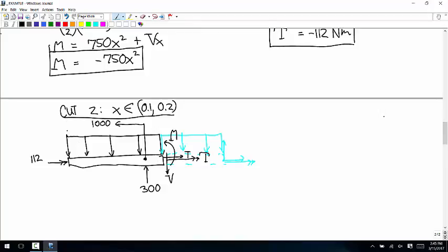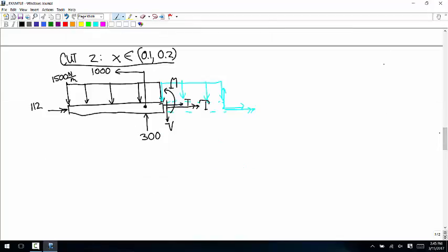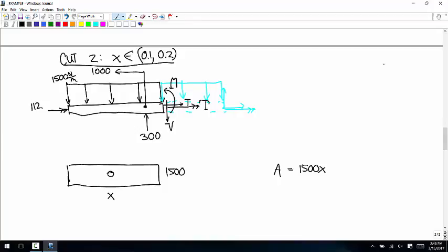And then it's the same distributed load as before. That was 1,500 newtons per meter. And now that we've chosen the body to isolate, we can again represent that distributed load as a point force. It's not going to change. It's going to be the same as it was before. So we have a rectangle with a height of 1,500, a width of x. And so the total force is 1,500x. Centroid is x over 2 from the end.